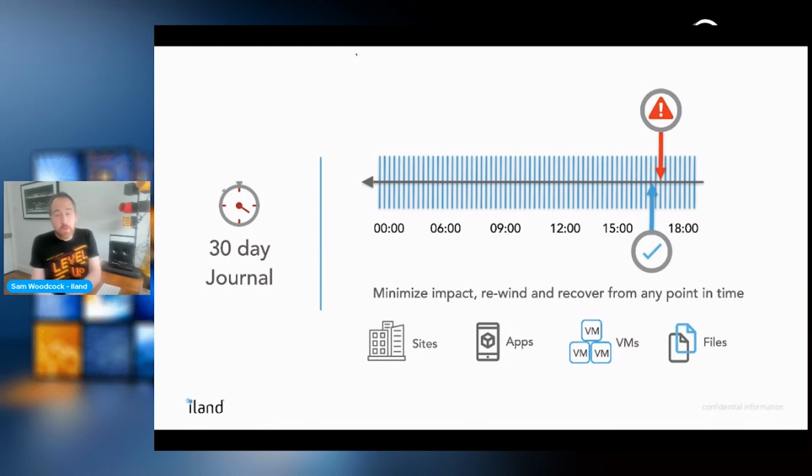Again, if maybe it's been a weekend and you've discovered it on a Monday morning, you can again go back maybe 1 or 2 days and get that data back as well. So this is really giving you that granular ability to recover data, which helps in a disaster recovery event.